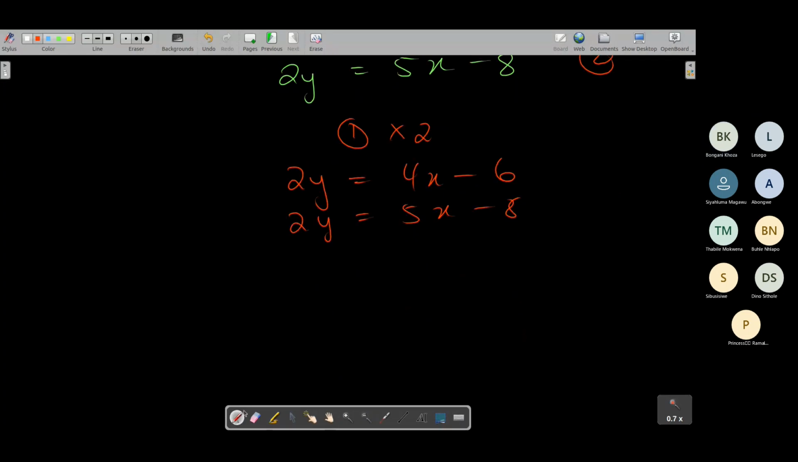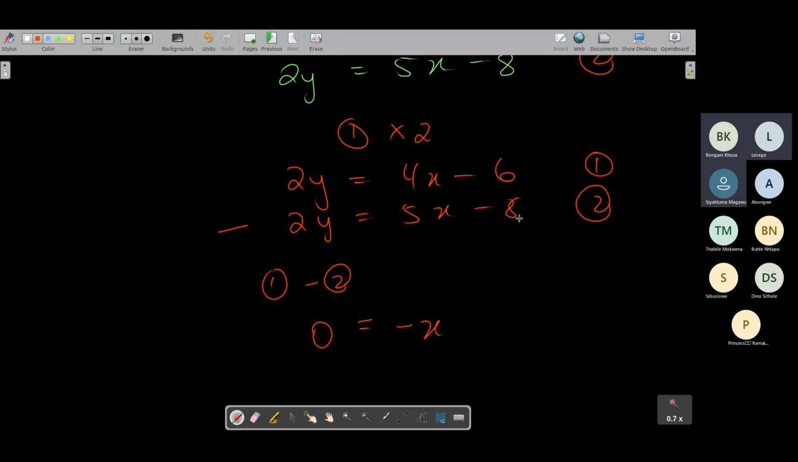From there, this is our equation 1, equation 2. We're trying to get rid of y. So we can say equation 1 minus equation 2, or equation 2 minus equation 1. It's up to you, right? If you're subtracting, you're looking at like terms. This would be 2y minus 2y, what do you get? 0. 4 minus 5, what do we get? Negative 1, x, yes. And then negative 6 minus 8. What do you have?